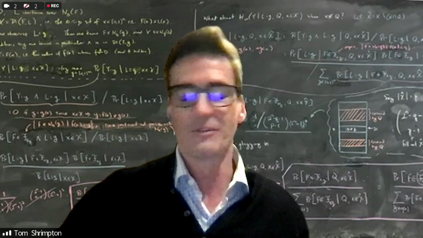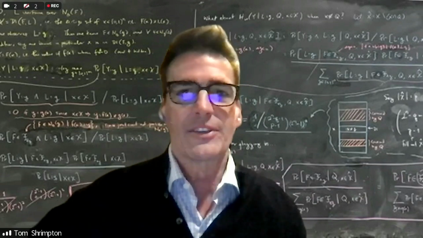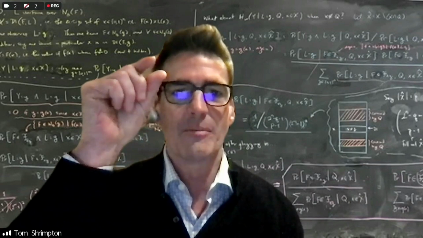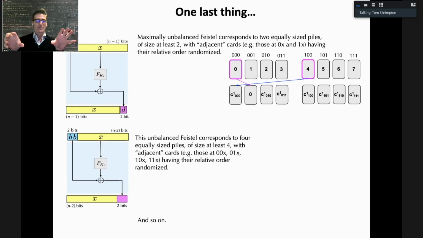One final thing. I was actually one slide short of where I wanted to stop and forgot. There's one final thing I wanted to say about this last section, and that is that the maximally unbalanced Feistel corresponds to having two equally sized piles. We had the Thorpe shuffle where you drop either the bottom left card and then the bottom right card, or you drop the bottom right card and then the bottom left card.